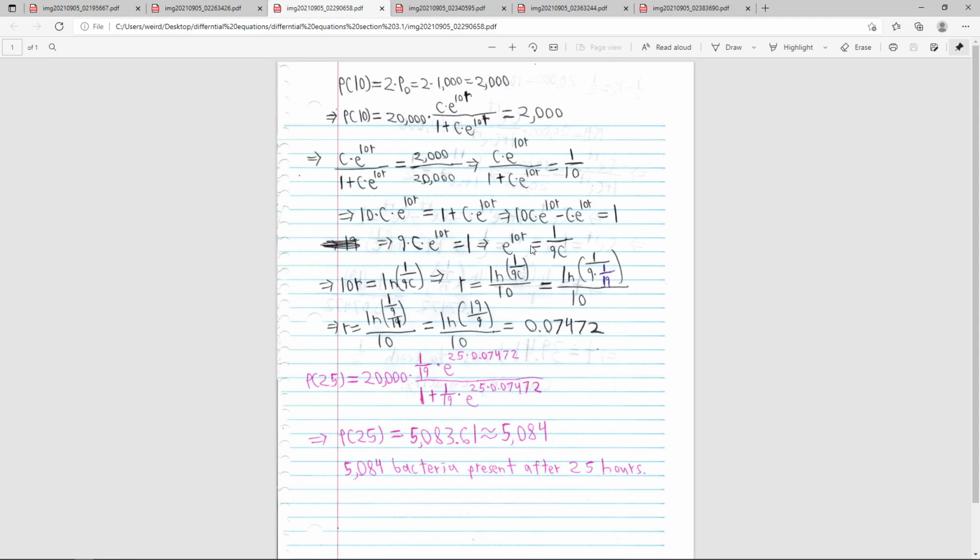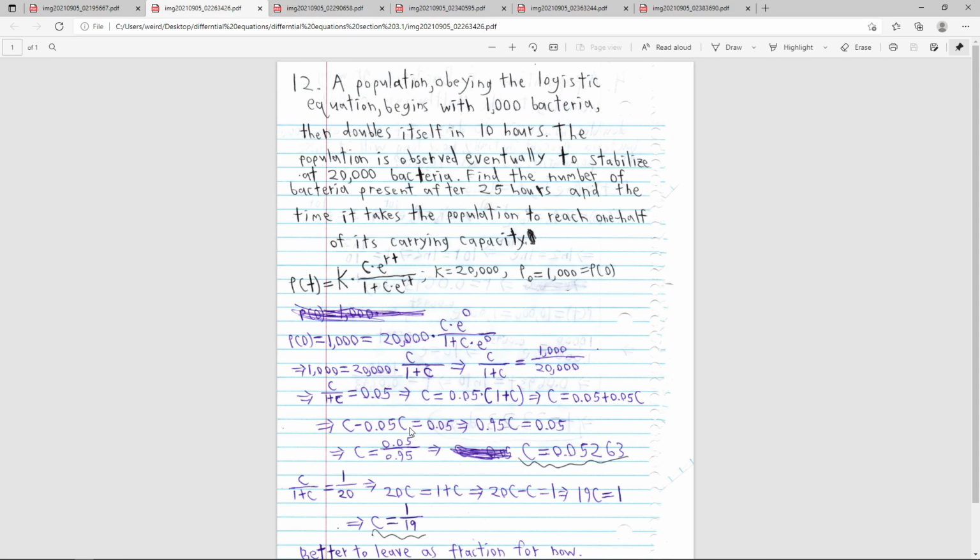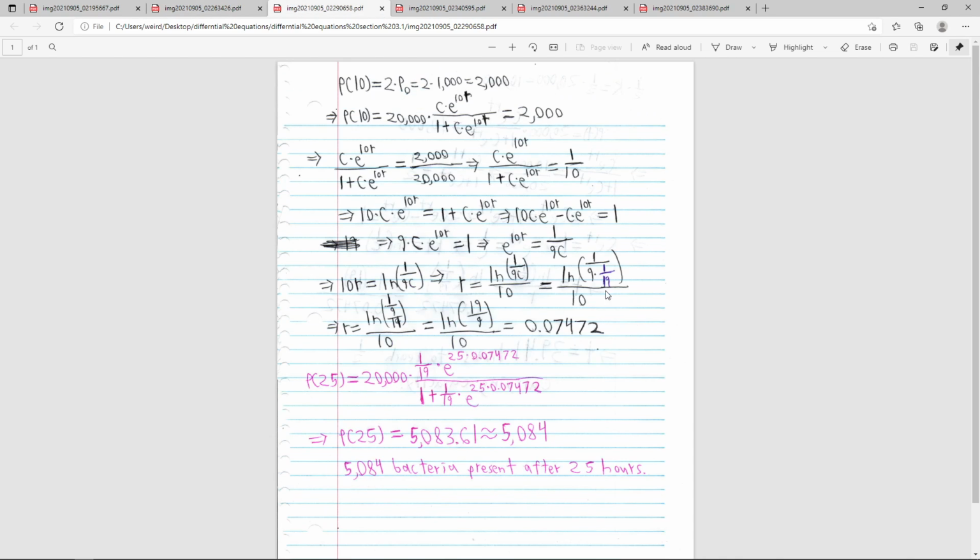And that means e to the 10R is equal to 1 divided by 9 times C. Take natural log of both sides to get 10R equals ln of 1 divided by 9C. Divide by 10, you get R equals ln of 1 divided by 9C, divided by 10. You plug in C, which is 1/19, so 9 times 1/19, so it becomes 1 divided by 9/19. Natural log of all that divided by 10. And 1 divided by 9/19 is just 19 divided by 9. Natural log of that divided by 10, you plug it into the calculator, you get 0.07472.